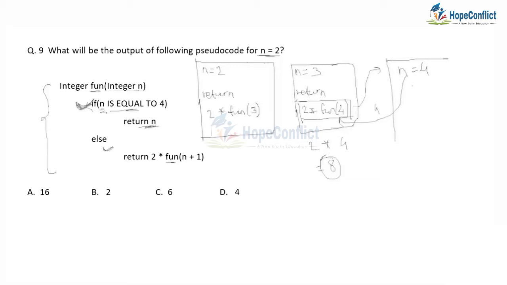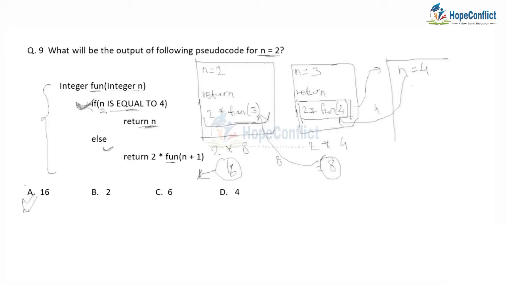Okay, so this statement 2 multiplied by function of 3 will be replaced as 2 multiplied by 8, which is nothing but 16, and we are returning this 16 value to our answer. Okay, so this option A is our right answer.